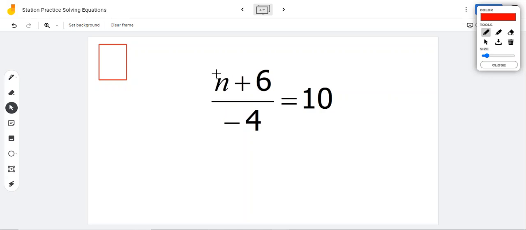Now this is an exception because normally we get rid of this +6 first. But it's actually both of them are being divided by -4. If I rewrite it, it's n divided by -4 plus 6 being divided by -4. Since both of these numbers are being divided by -4, you have to get rid of the division in this case first, before the +6. Okay, so that's what makes it a special circumstance.